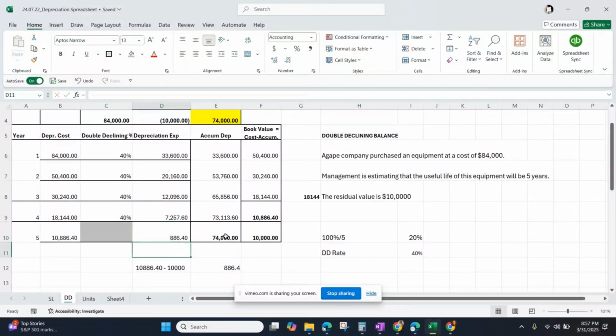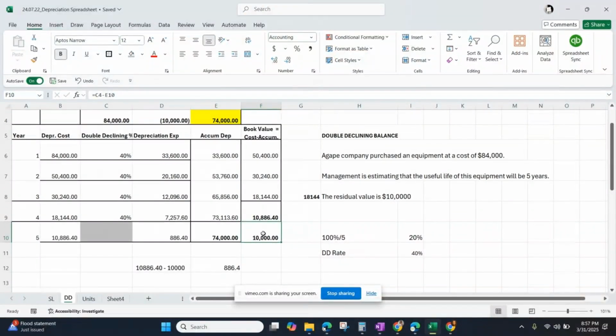And that brings us to the total accumulated depreciation. As you can see, this item has been completely depreciated, and the accumulated depreciation is equal to the depreciable cost. And the book value, like I said before, never goes below the residual value. The book value at the end of the last year is the same as the residual value. It never goes below that.